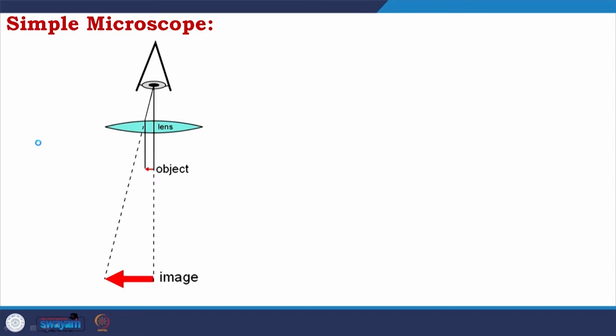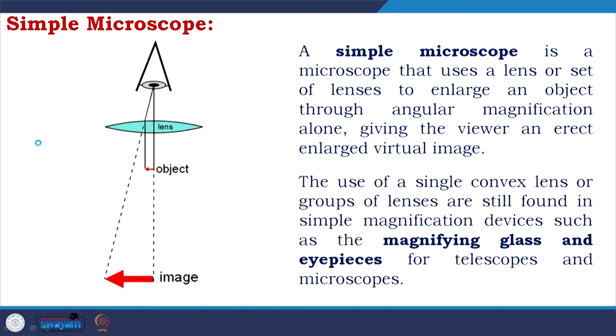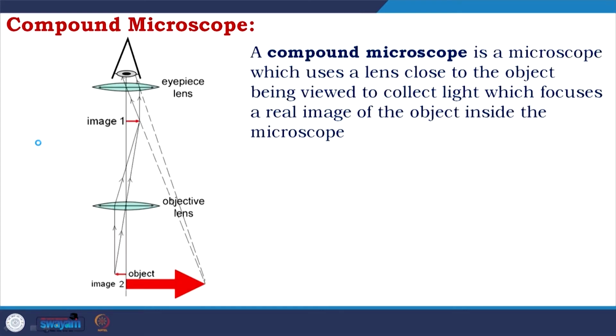So, simple microscope: you have your eye, you have a lens, you have the object and the image is enlarged, what we already talked about. A simple microscope is a microscope that uses a lens or set of lenses to enlarge an object through angular magnification alone, giving the viewer an erect enlarged virtual image. The use of a single convex lens or group of lenses are still found in simple magnification devices such as the magnifying glass and eyepieces for telescopes and microscopes. So, this is simple microscope.